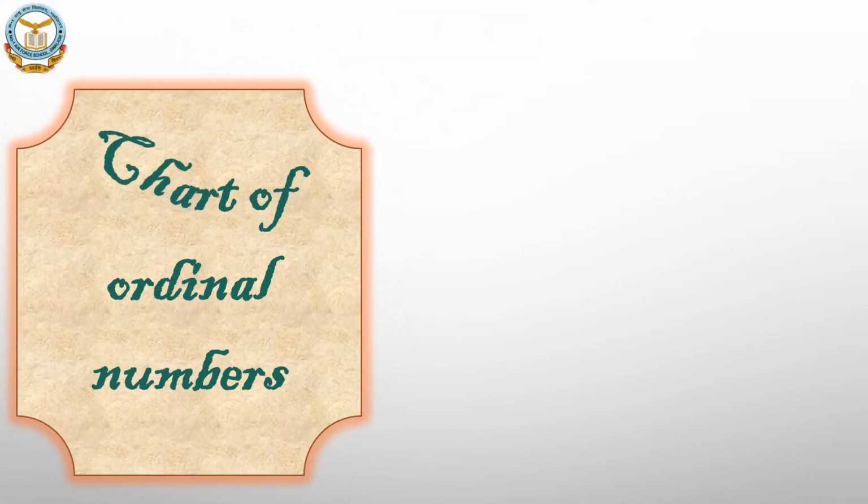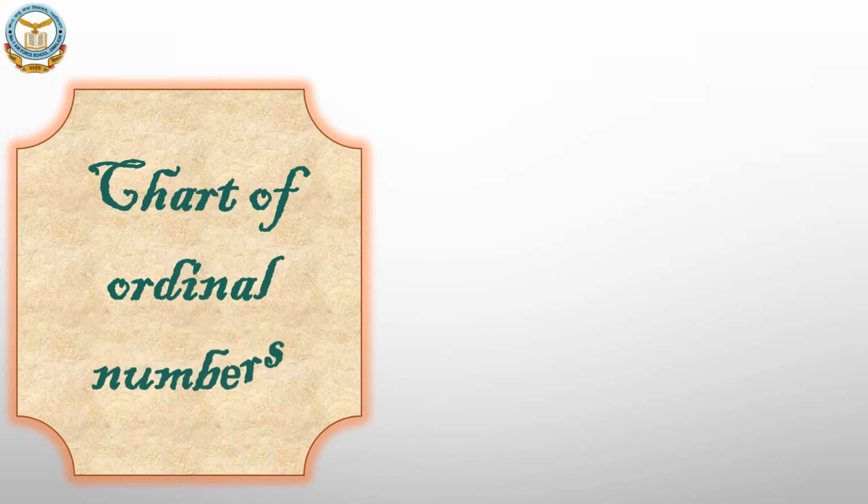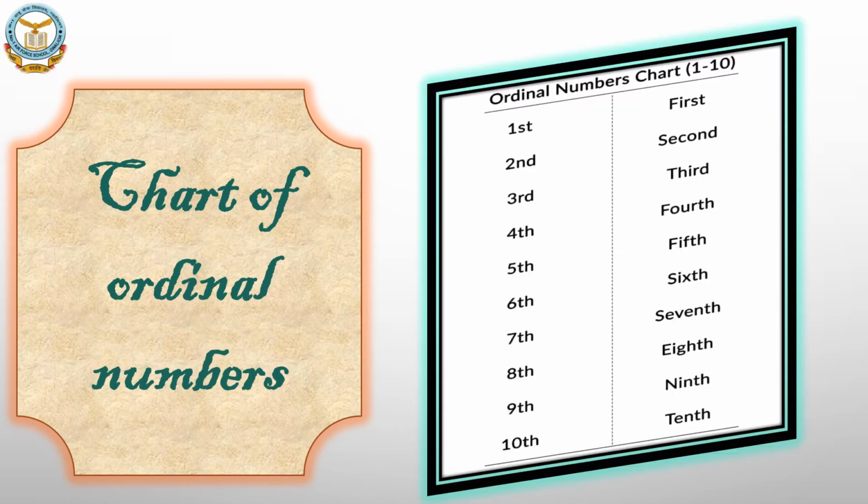This is the chart of ordinal numbers. As you can see in the chart, the ordinal numbers are written first, second, third, fourth, fifth, sixth, seventh, eighth, ninth, and 10th. Keep practicing ordinal numbers.